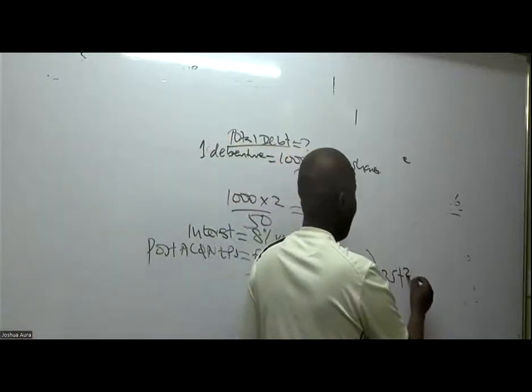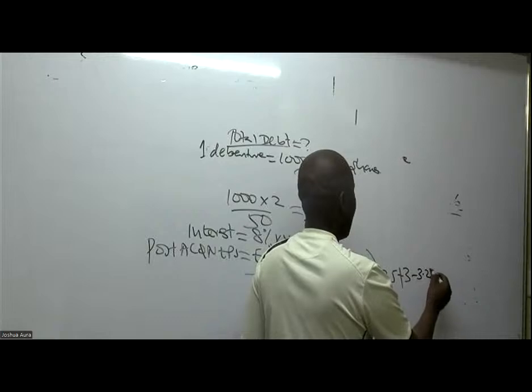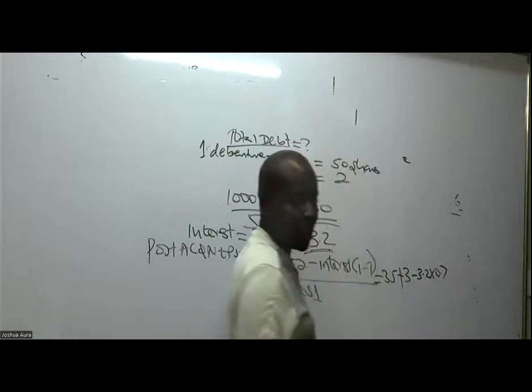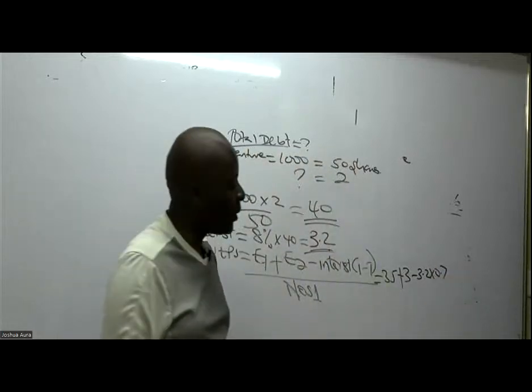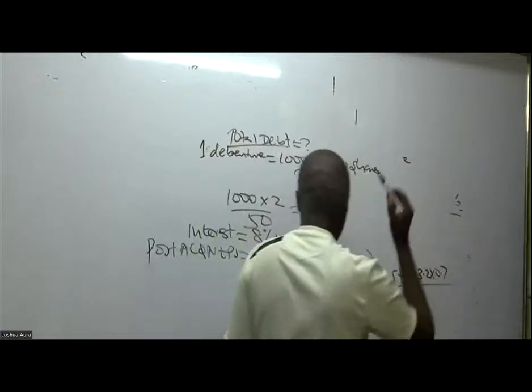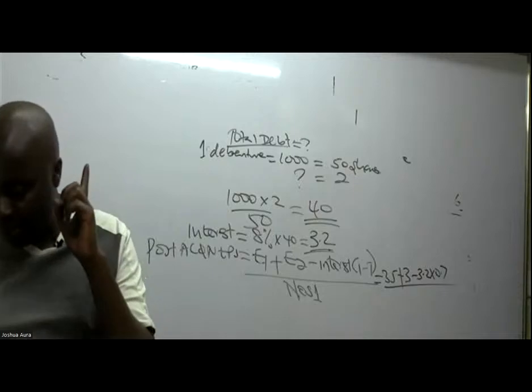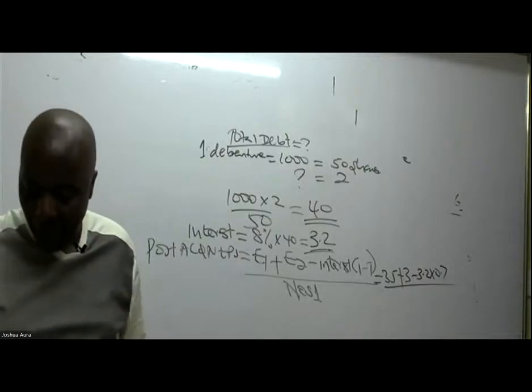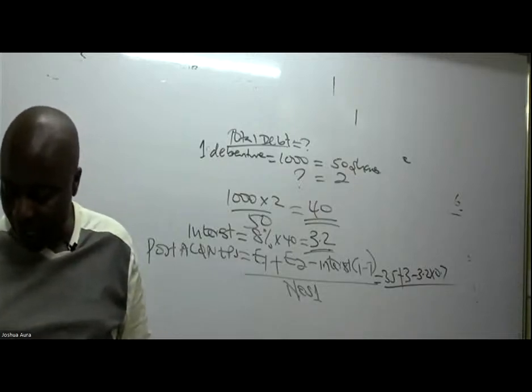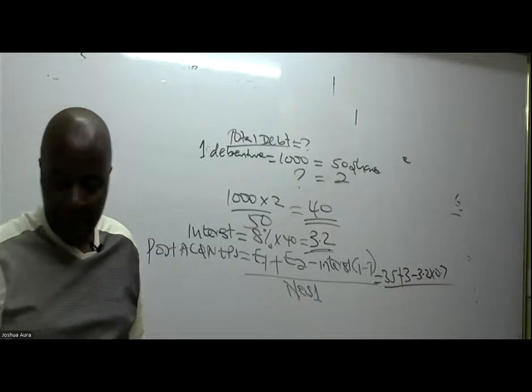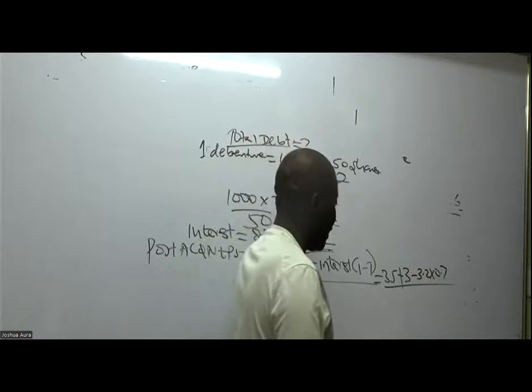Interest, I already have 3.2, times, I want to imagine the tax is 30%. Divide this by the number of ordinary shares of the first company, the predator company. The number of shares here are 10.